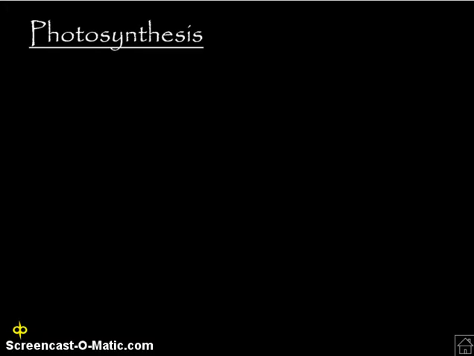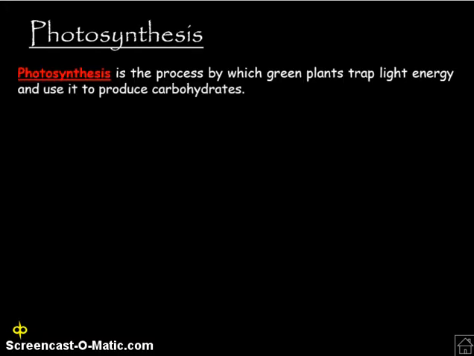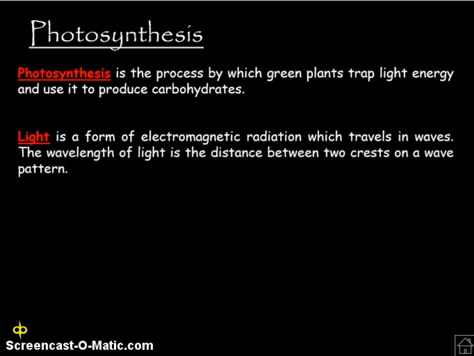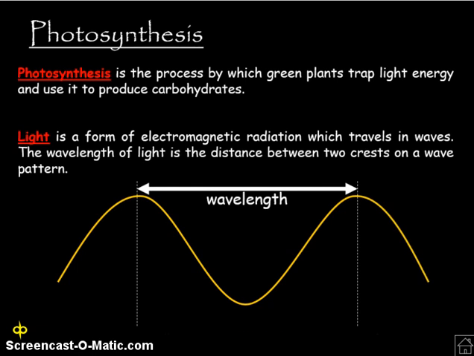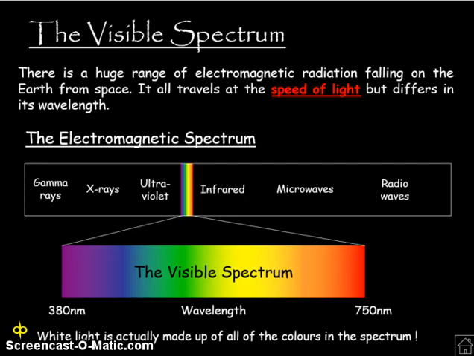Introduction to photosynthesis. Photosynthesis is the process by which green plants trap light energy and use it to produce carbohydrates. Light is a form of electromagnetic radiation which travels in waves. There is a huge range of electromagnetic radiation falling on the Earth from space. It all travels at the speed of light but differs in its wavelength.